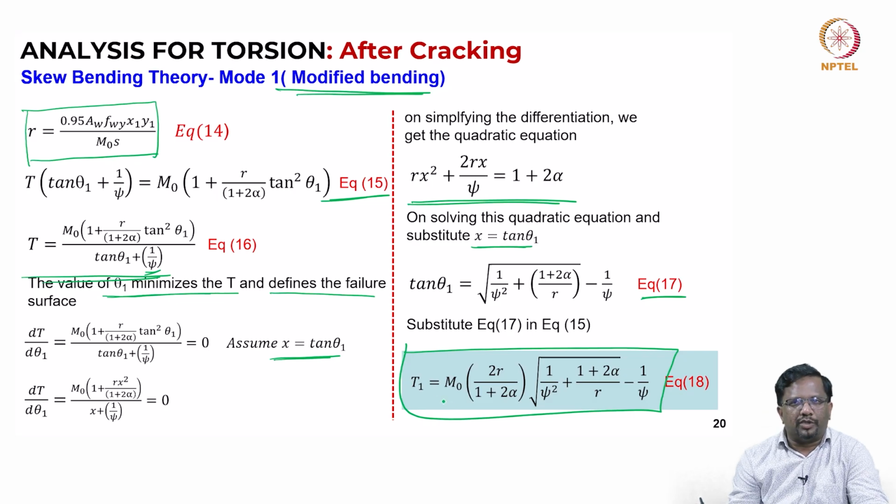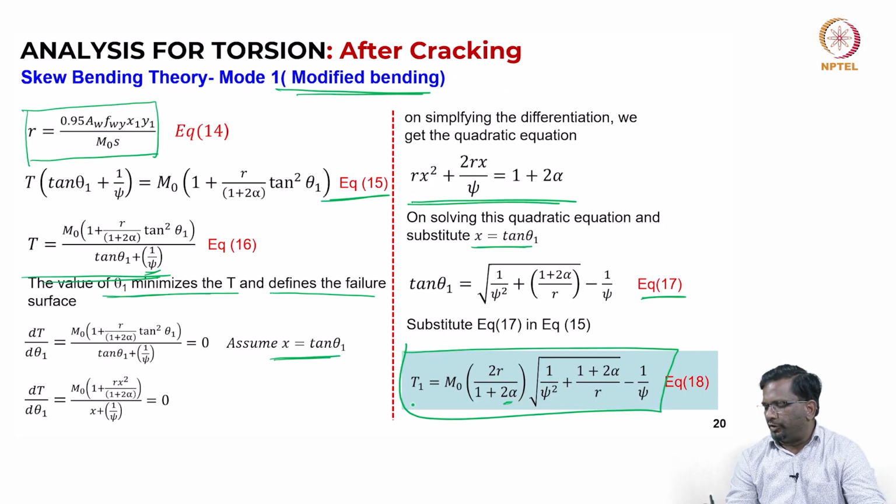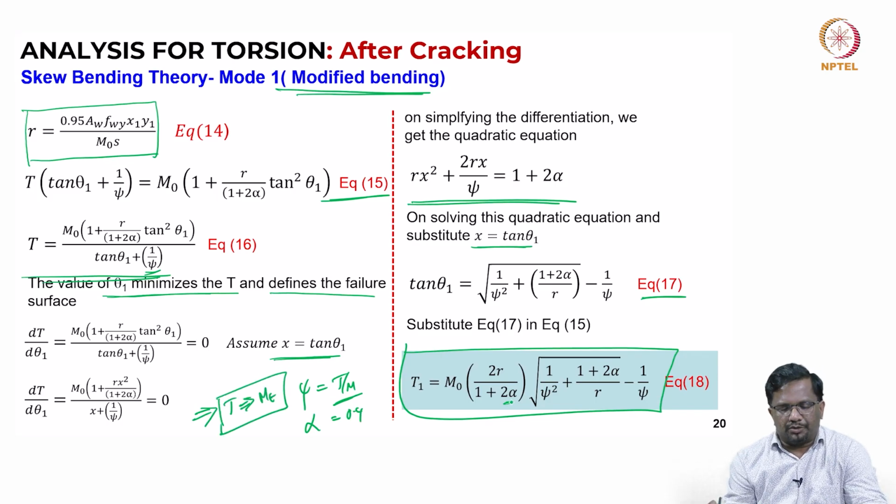Now, why do we do this? Again, if I take some common values for alpha, I can find an expression for any given T and M, how torsion can be converted into an equivalent bending moment. That is the whole idea, and that is why this becomes important. So, if I assume some psi value, which is the ratio of torsion to bending moment, and some alpha value, let us say 0.4 or so, then I can put everything back and convert torsion into an equivalent bending moment. That is our goal from this particular equation.